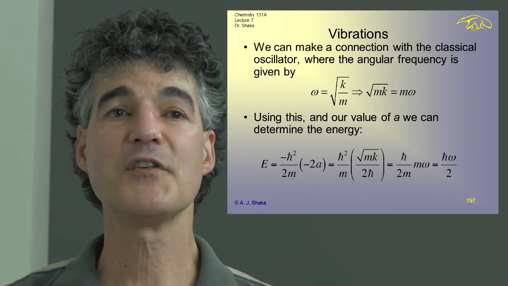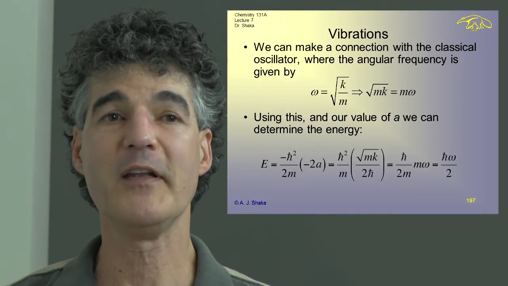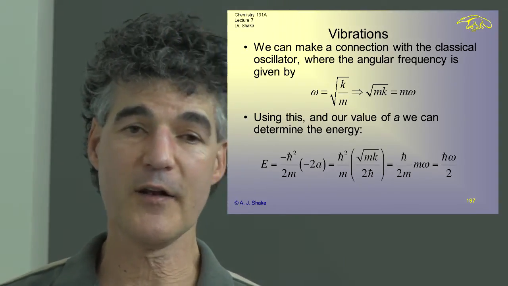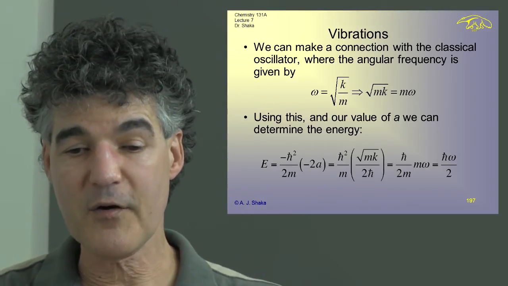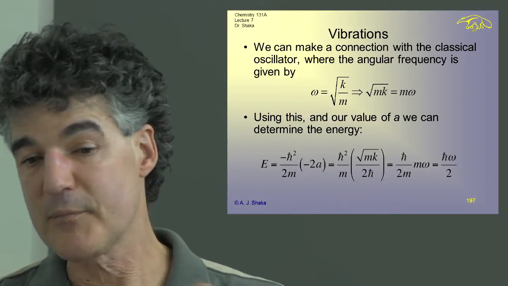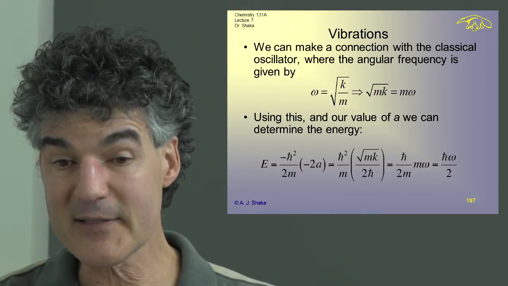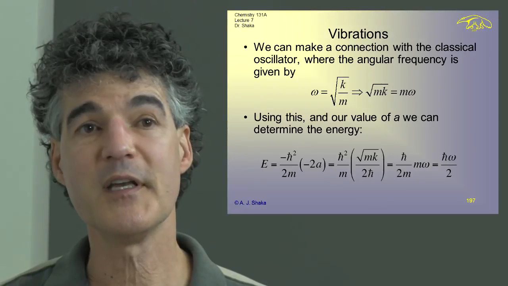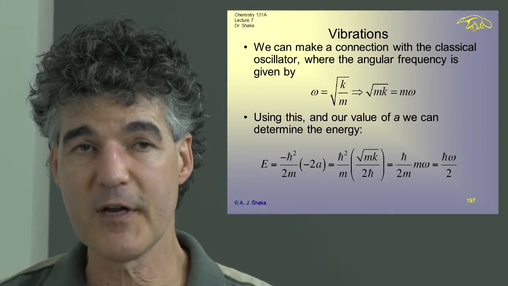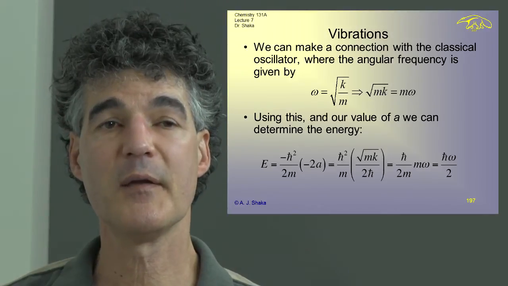And we can make a connection with a classical oscillator. If you've done the classical oscillator, if you haven't, then you should. But the angular frequency of the classical oscillator, what's the angular frequency? Well, if I see this thing going back and forth like that, I can interpret it as a projection of something going around. Because if something's going around, it's going like this. And that angular frequency is the square root of k over m. And since omega, the angular frequency, is the square root of k over m, the square root of mk is equal to m times omega.